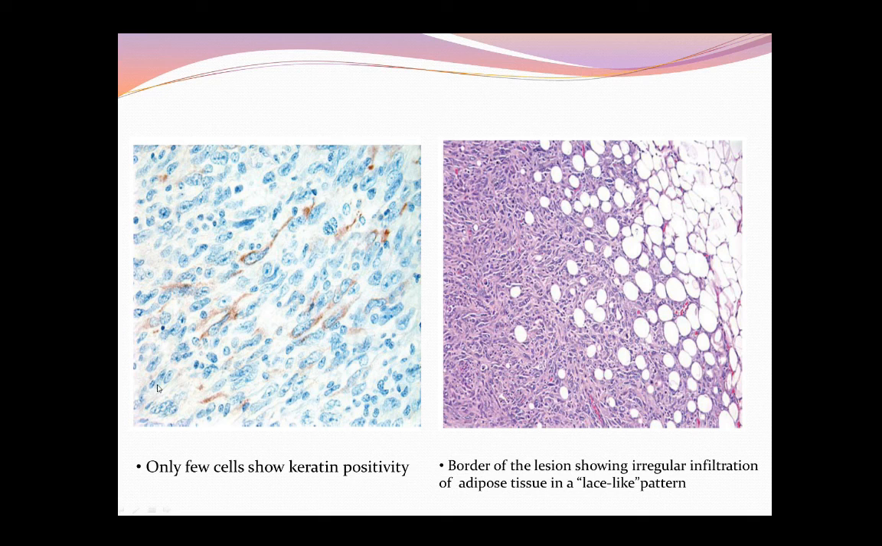So this is a figure that shows only few cells that are cytokeratin positive, but as long as they are unequivocal, any amount is okay. This figure shows the spindle cells that are infiltrating into the adipose tissue in an irregular pattern. That's called lace-like pattern.